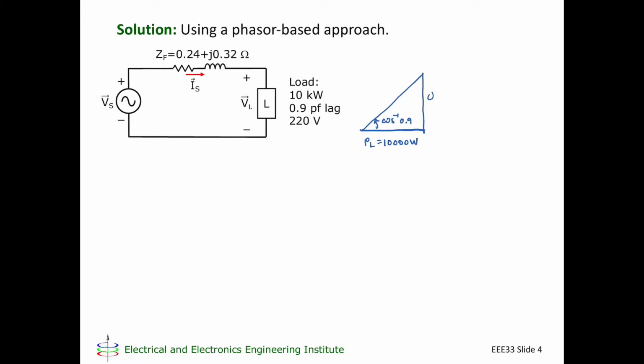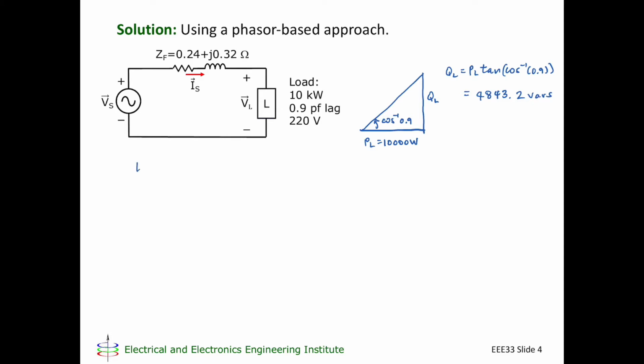Okay. What is the value of QL? So again, the nice thing about the power triangle is you only need to know two quantities and you can compute all other quantities using geometry. QL is PL times tangent of arc cosine of 0.9. And I'm going to get QL is 4843.2 vars.